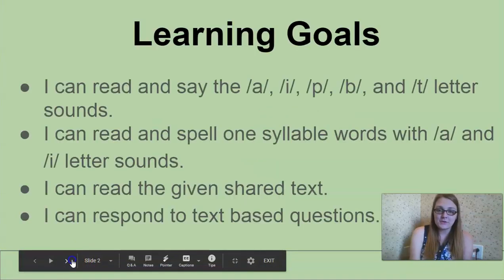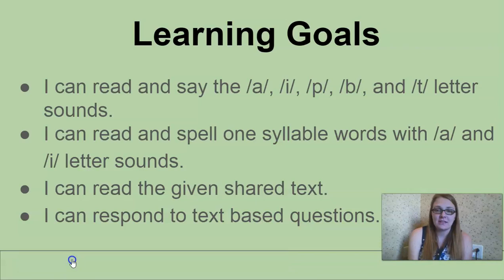Our learning goals for today. By the end of today's lesson, you will be able to read and say the following review letter sounds: A, I, P, B, and T. You will be able to read and spell one-syllable words with A and I letter sounds. You will be able to read the given text that we're going to work on together, as well as respond to text-based questions, which are questions about the story that you will answer.